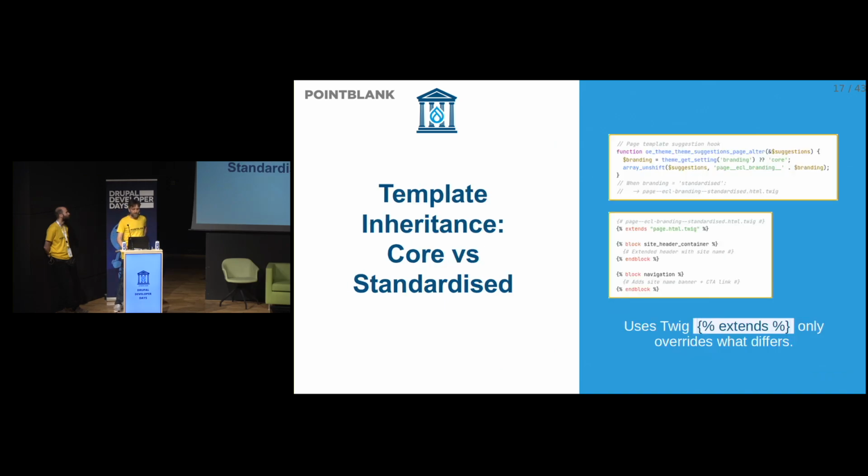The OE theme uses Twig template inheritance to handle core versus standardized page structure. A hook adds a template suggestion based on the branding setting. The standardized template extends page HTML Twig, and it only overrides what's different, the header and the navigation. This keeps things DRY: the main layout is defined once, and the rest builds on it. If you've used Twig extends, this will feel familiar.